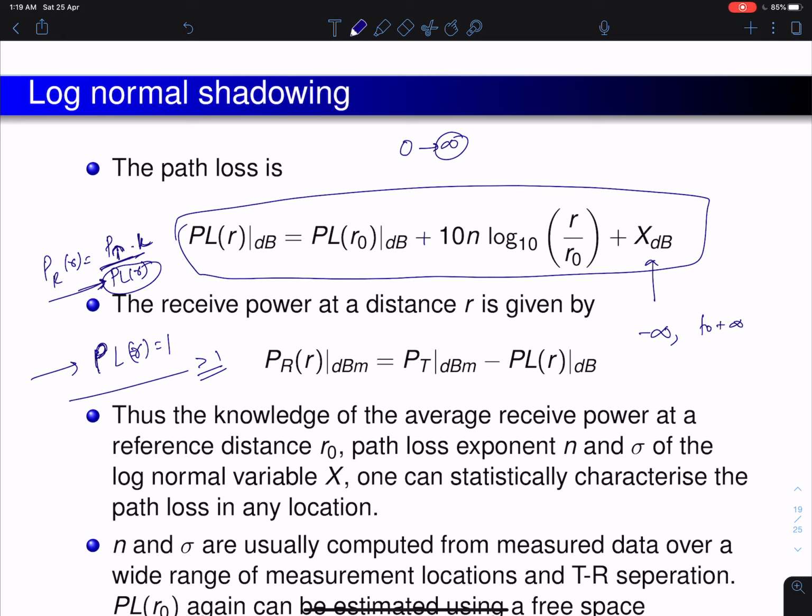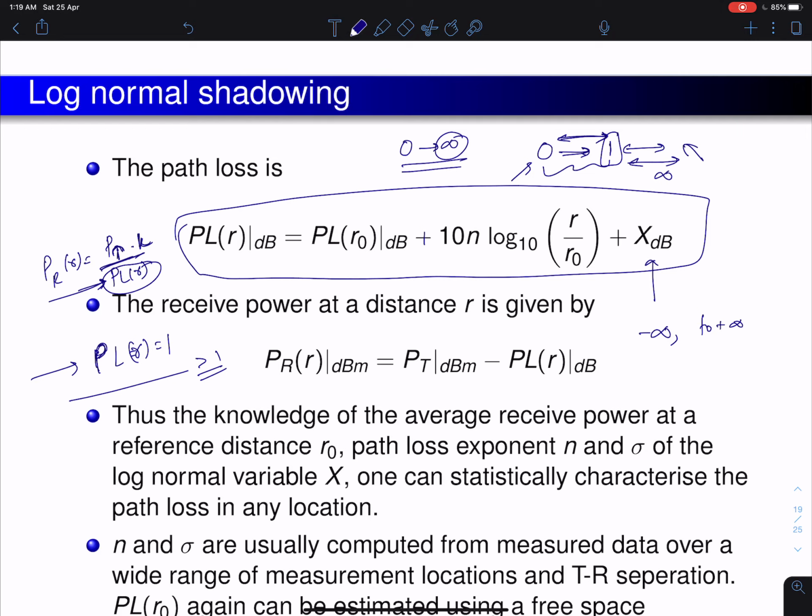So on this scale, 1 is the nominal case, which means there is no loss at all. If path loss is 1, PR equals PT, there is no loss. If your path loss is between 0 and 1, it means your receive power is higher, you're getting good gain. If the path loss is between 1 and infinity, which is normally the case, then you're losing a lot of power. So this makes sense. 1 is like your center, 0 is one end, and infinity is the other end.